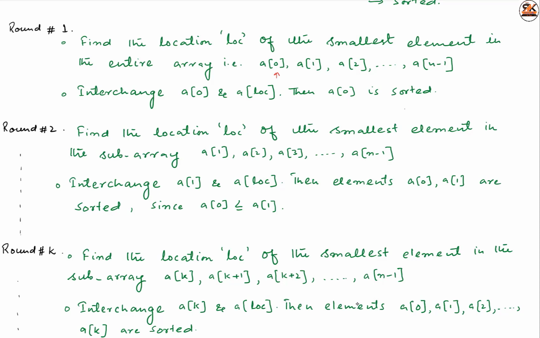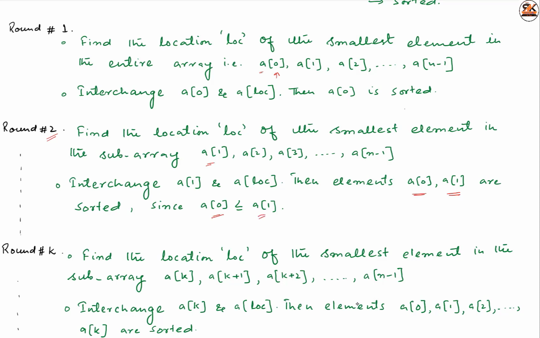After that, in round 2, we find the location of the smallest element in the sub array. Sub array means we leave apart the first element, a0, and this time we look for the smallest element in the array which starts with the element a1 and goes up to a n minus 1. We interchange the element a1 and the element at a location, and then the elements a0 and a1 will be sorted. In this case the element a1 will either be greater than or equal to a0.